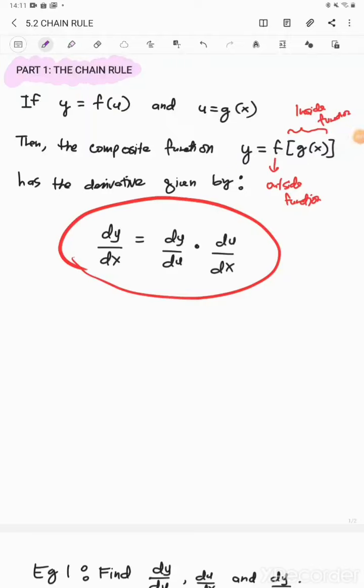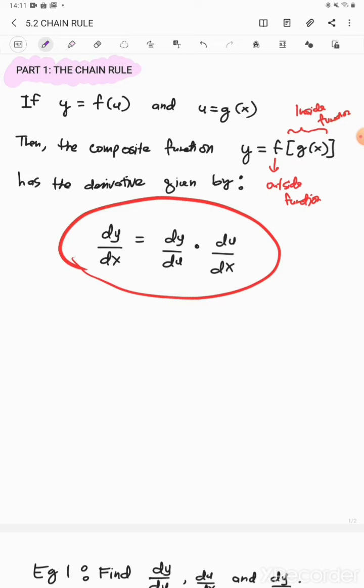Our topic now is 5.2 chain rule. Madam divide this topic into two parts, where the first one is the chain rule and the second one is the chain rule for power function. You can refer to your book page 55. Let me begin with the first part, the chain rule.